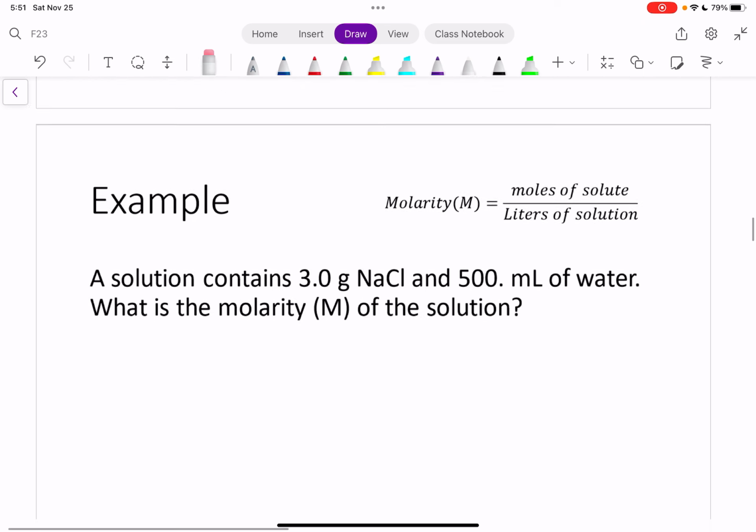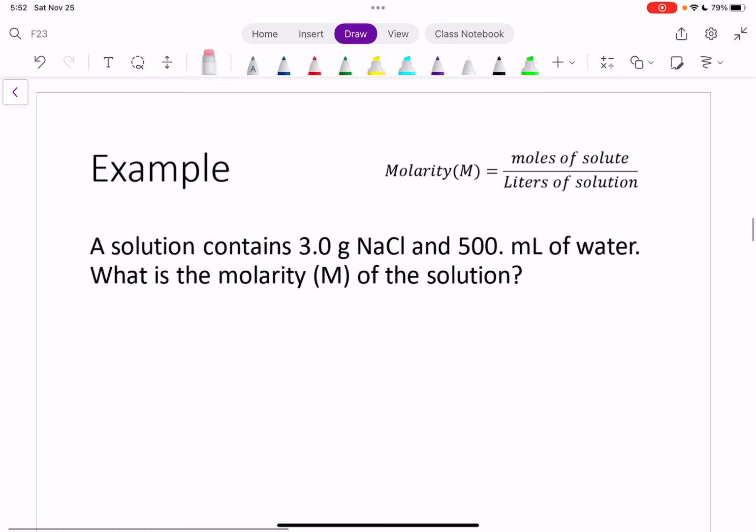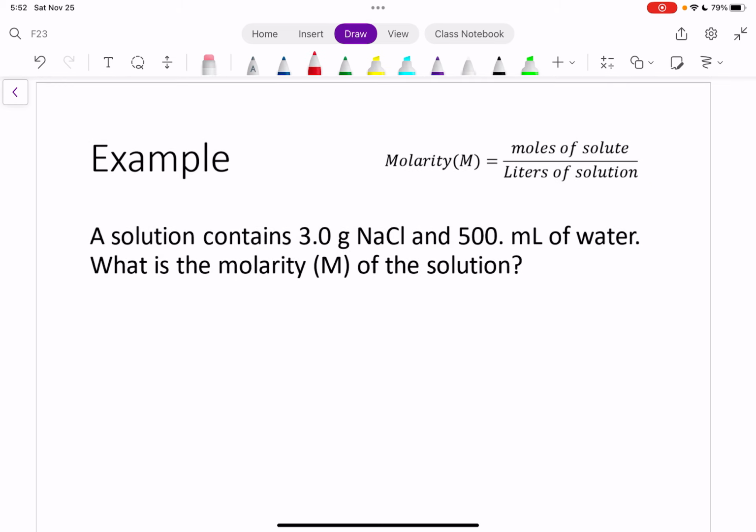Okay, but let's try this out as an example. So this says a solution contains 3 grams of NaCl and 500 milliliters of water. What is the molarity of the solution? Now, again, as always, I will give you this equation on an equation sheet for an exam, so you don't need to memorize it. But it's such a useful equation that it might be helpful to memorize it. All right, so let's take a look at this. This example says a solution contains 3 grams of NaCl and 500 milliliters of water. What is the molarity of the solution?